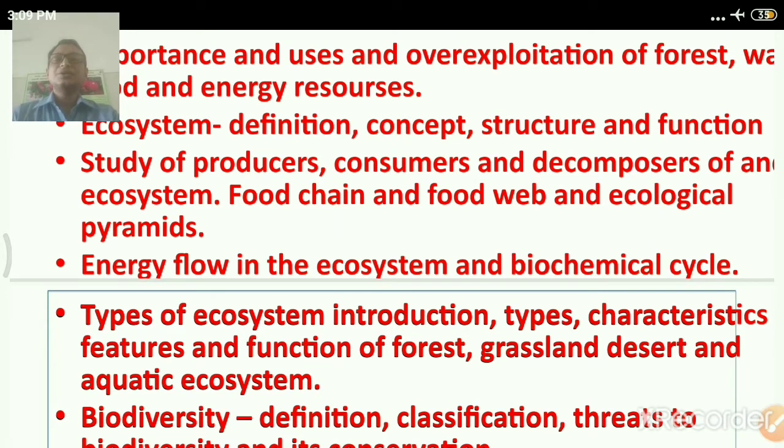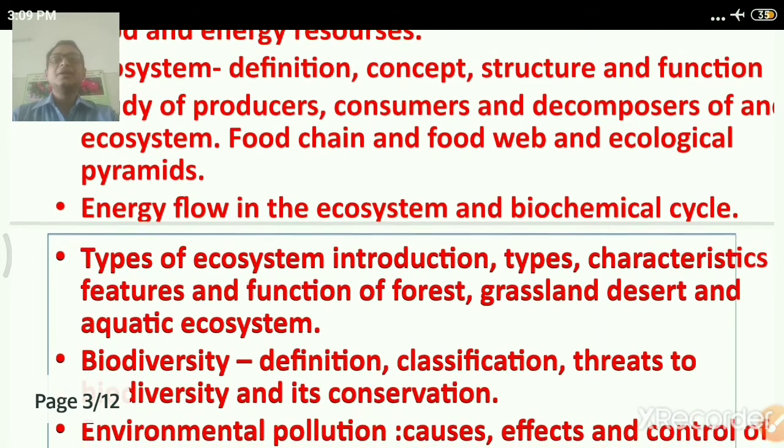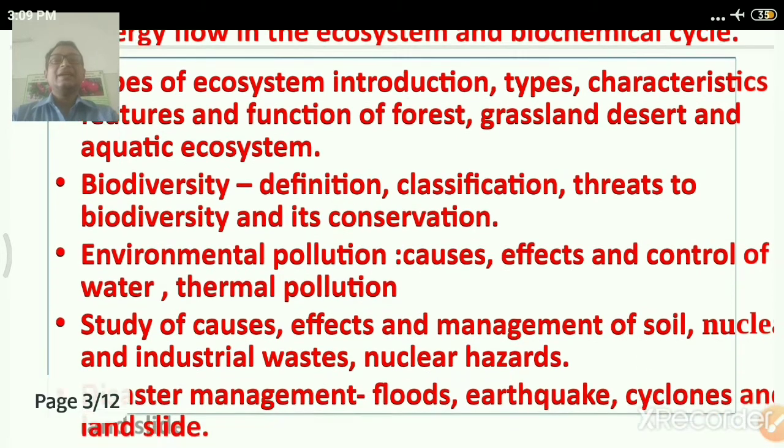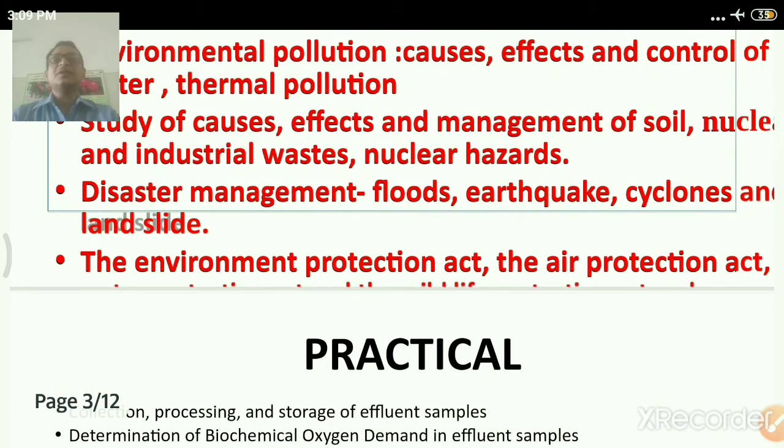So as you might have observed, this is quite what you learned in your previous standards, that is types of ecosystem, biodiversity, pollution, and several things that are related with disasters and protection of this environment.